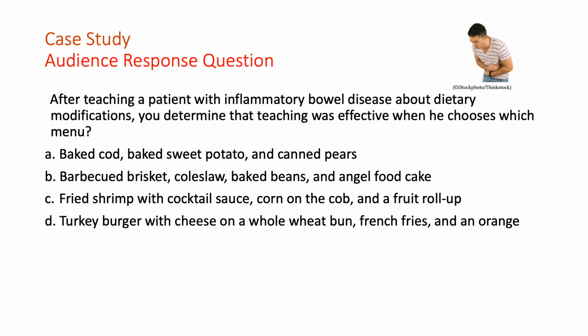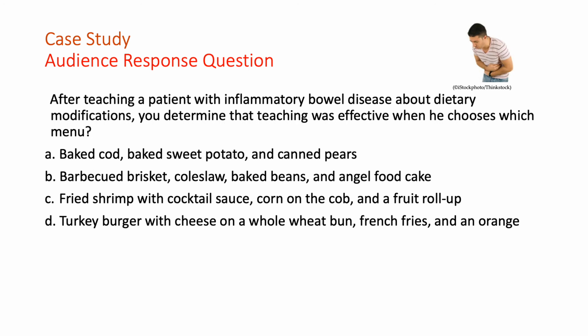Barbecued brisket, coleslaw, baked beans, and angel food cake. Well, that sounds kind of yummy, but the coleslaw, that raw cabbage, is going to be hard for people to digest. A lot of fiber. Fiber is great for preventing colon cancer, but if you have an irritable bowel already, if you've got irritation there, a lot of roughage can actually slow transit times and create more inflammation. So you want not to have too much fiber in somebody's diet.